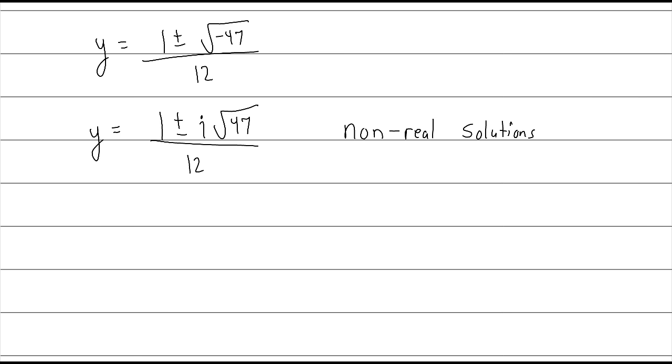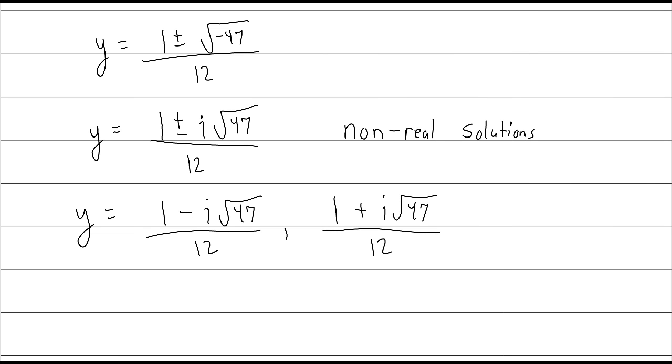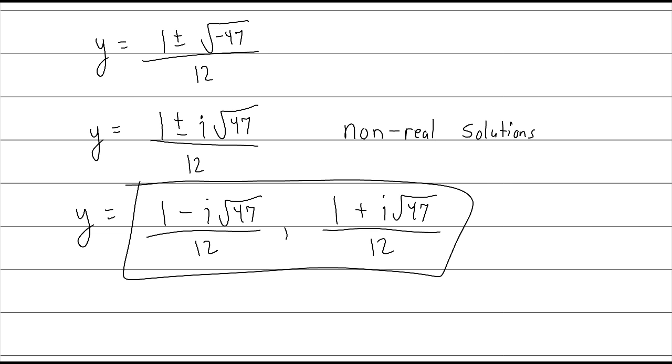Okay, and so what are those solutions? y is 1 minus i square root of 47 over 12, and 1 plus i square root of 47 over 12. Okay, again, we'll get more into that in college algebra, but for now, just understand that i represents the square root of negative 1, and so if you end up with the square root of negative 47, you have to think about that as the square root of negative 1 times the square root of 47, in which case the square root of negative 1 turns into an i.